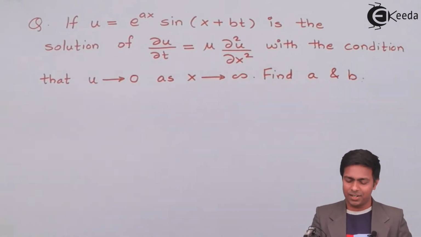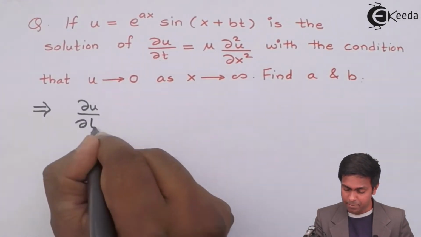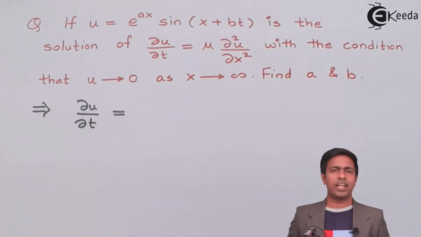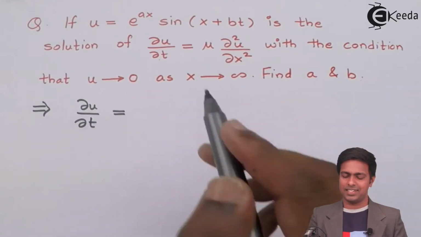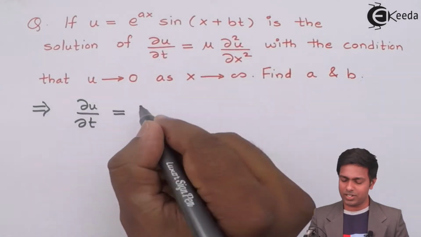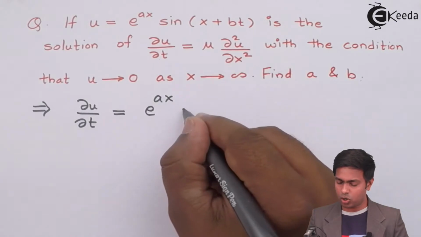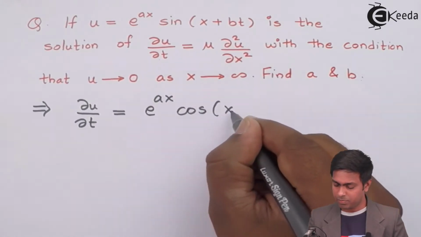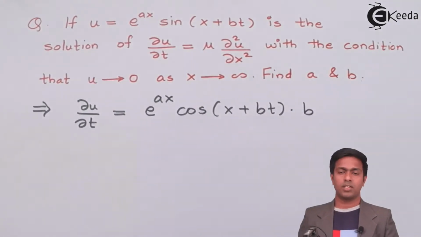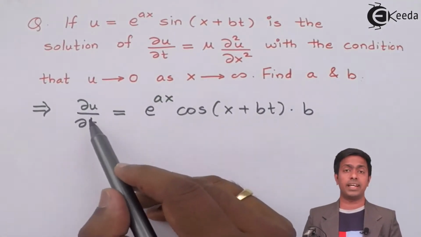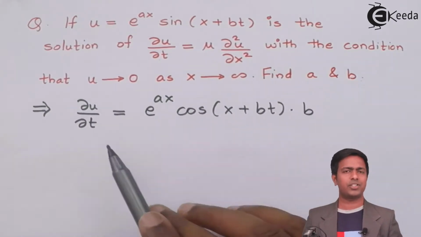So let's start. Here I'll first find del u by del t. For that we will partially differentiate this u with respect to t. Now guys, in this term there is no t, so it is constant. I'll keep it as it is, and this sine term will become cos of (x plus bt) into b. So this is the value of del u by del t. Here I have assumed x as constant because it's a partial differentiation.